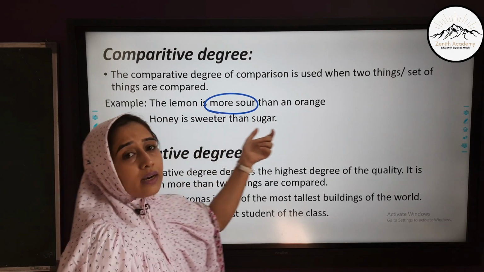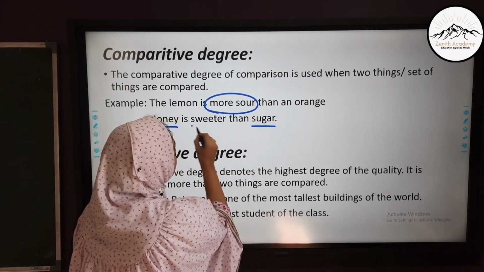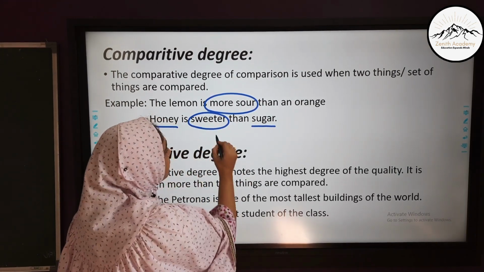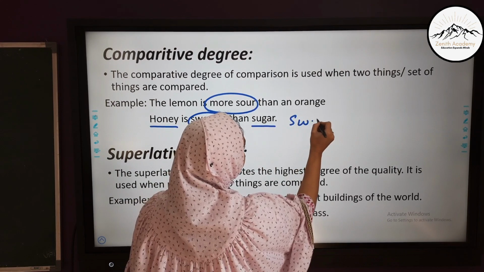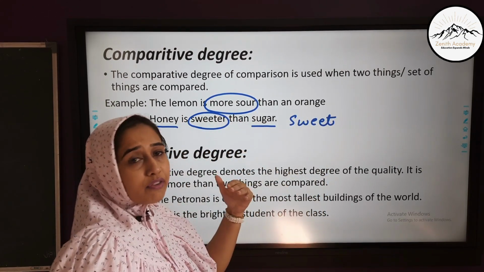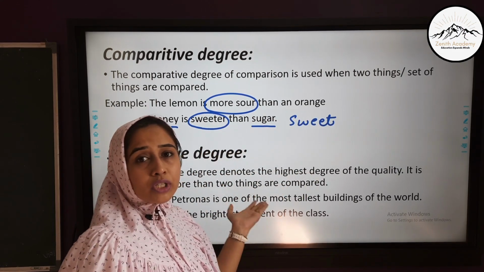Honey is sweeter than sugar. Here also, as we see, there are two nouns, and sweeter is the comparative degree. The positive form of sweeter is sweet. We will see a table afterwards to see how the words change when we change them from positive to comparative or superlative.